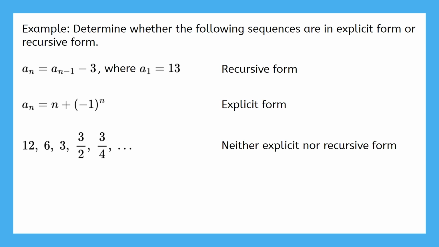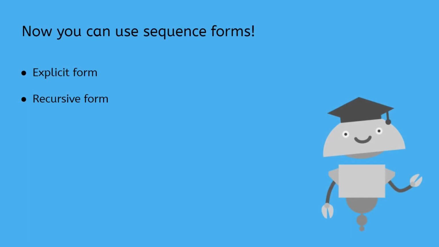We could make an explicit or recursive formula for this sequence, but this is just the sequence written as a list of numbers. Now you can use sequence forms. Remember that the explicit form gives you a formula with numbers and the variable n. It'll let you find any term even if you don't know the term before it. The recursive form gives you a formula that's only useful if you know the previous term, but it's great for writing a formula for sequences with patterns.